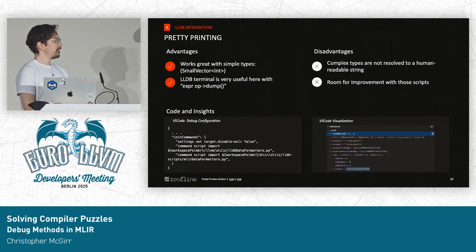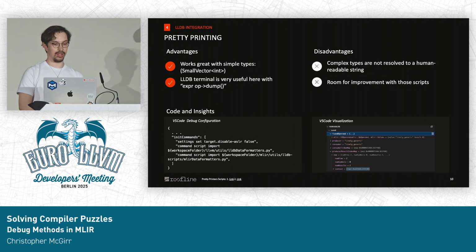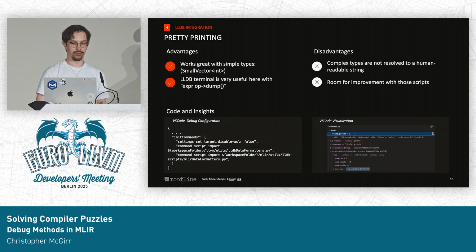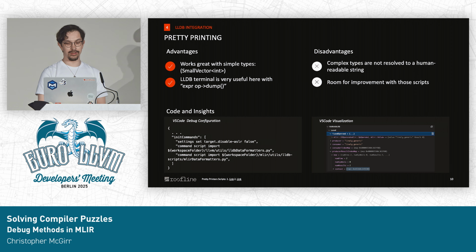So if you want to get a little more interactive and use LLDB, there are some great pretty printers available from the LLVM subproject and also MLIR that can help print out the very complex data structures we have in the project to a more human-readable format. So here I list my VS Code debug configuration just to show that you can import these Python scripts and give a little bit of a better human-readable string. So let's see if this works.